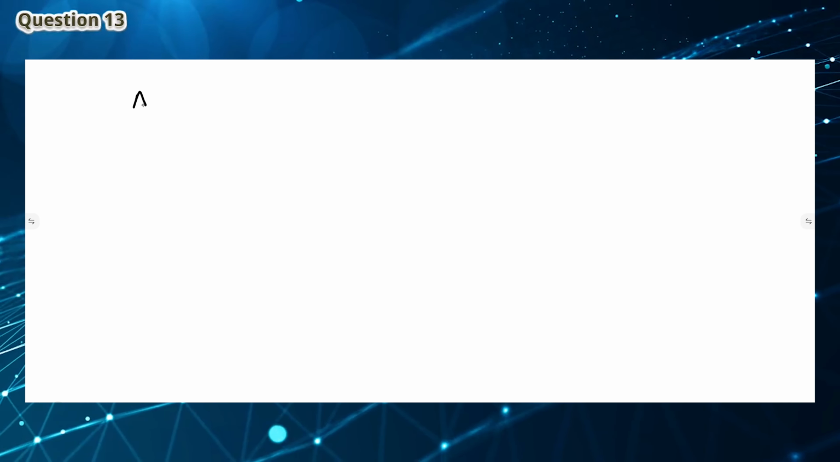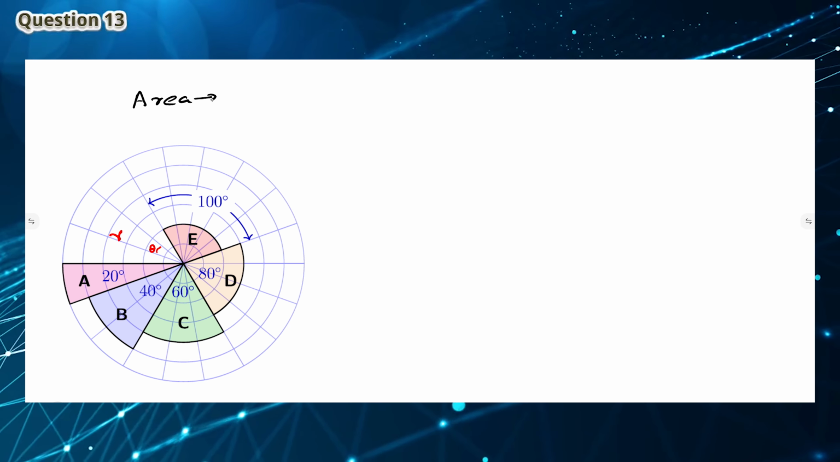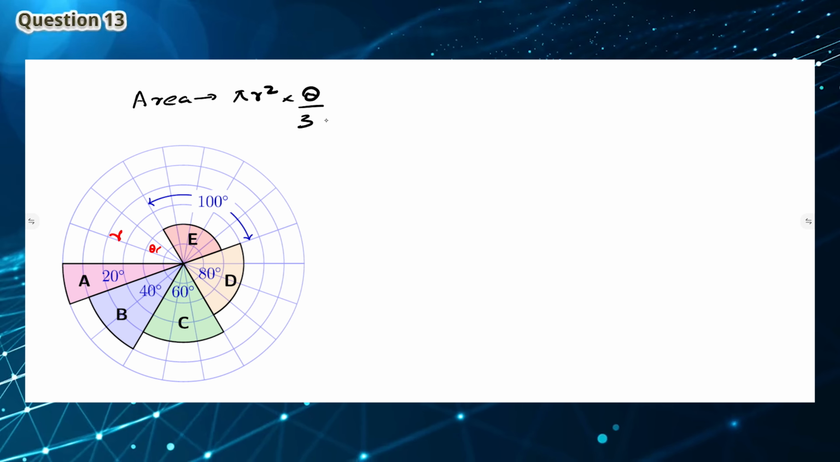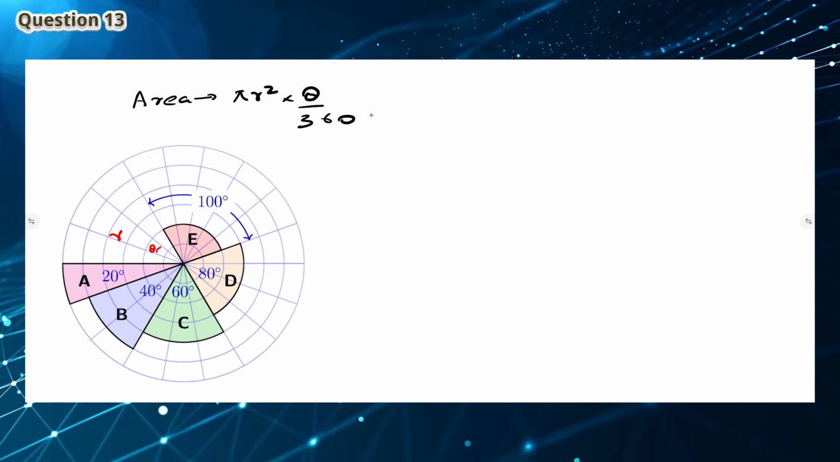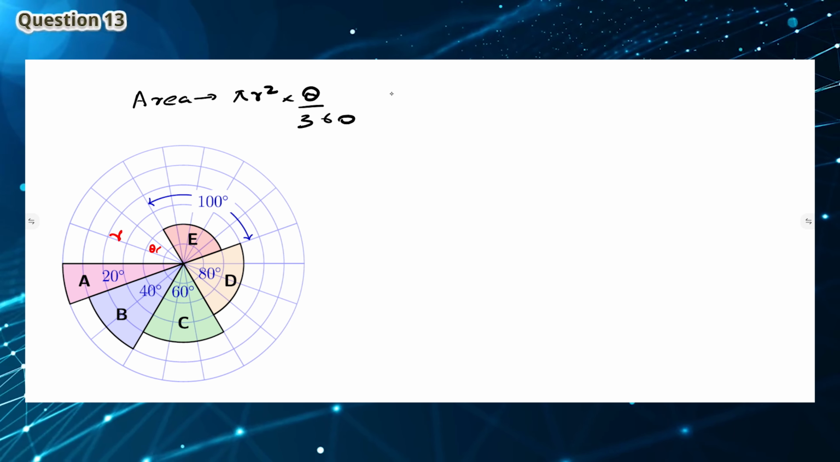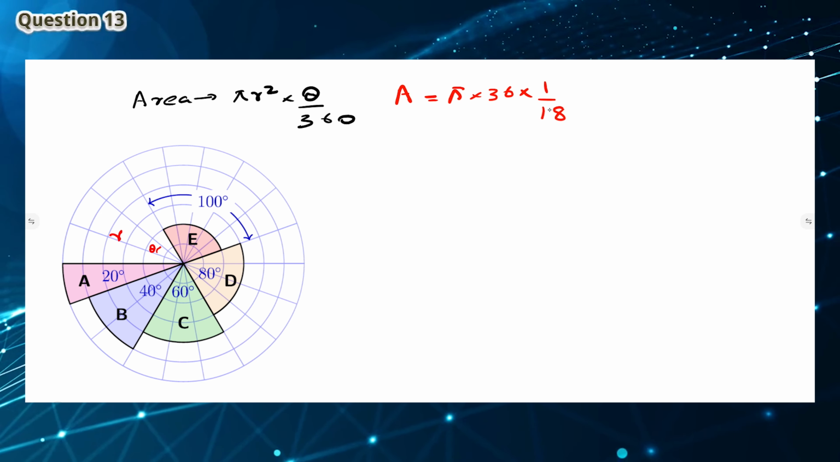The area of a sector of radius r and angle theta is pi r squared times theta on 360. We can apply this formula for A, B, C, D, and E as follows.